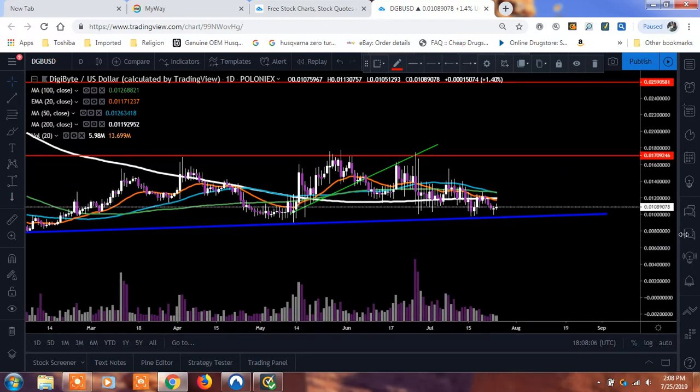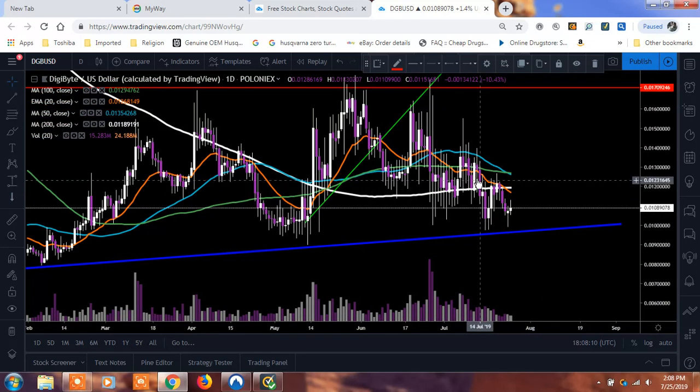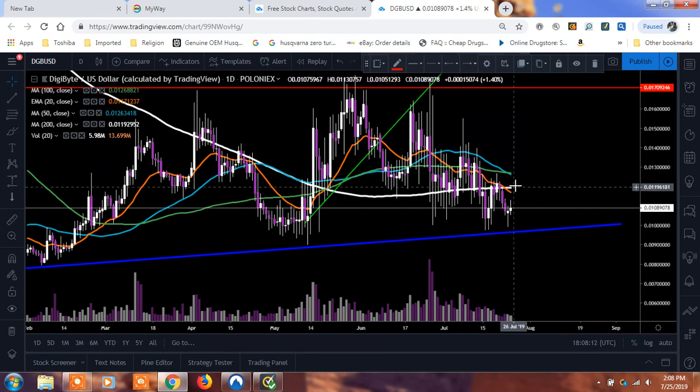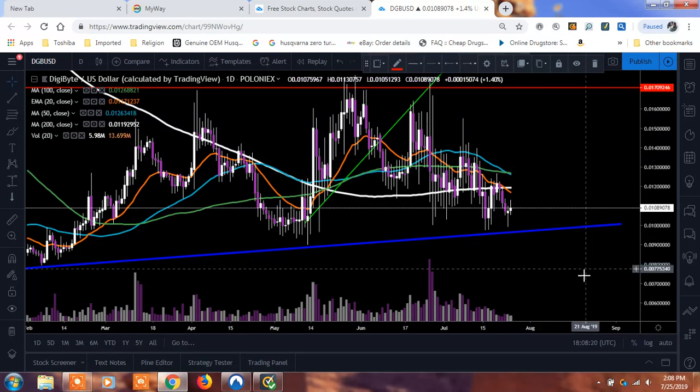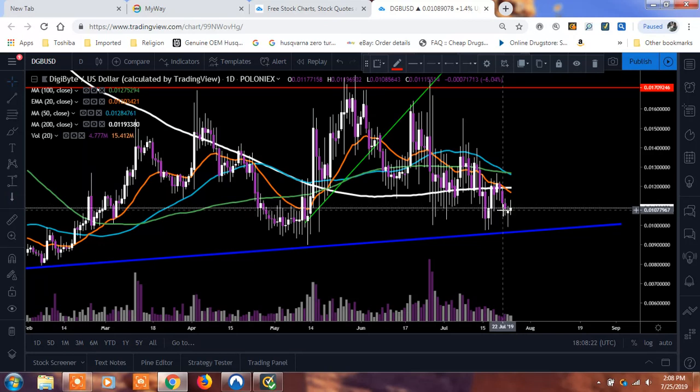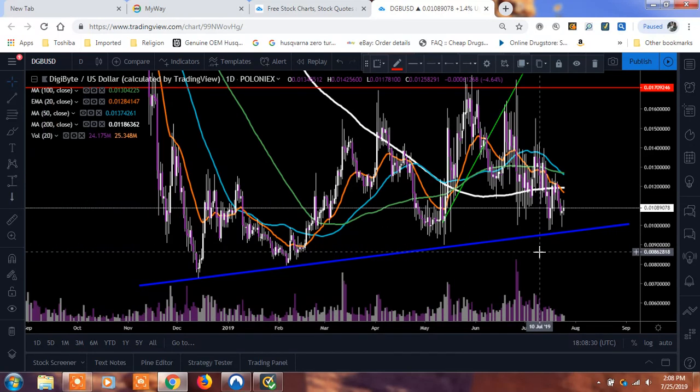And guys, to get back up to that, we're also going to have to get through, let me zoom in here, this 20 EMA, which is having a death cross right over top of this 200-day moving average, and we're also having another death cross here of the 50 moving average over the 100. So, you know, things are pretty tough right now. We're just going to have to see if we can get back up above and get us to around that 0.01119 area. Okay, so that's for Digibyte, guys.